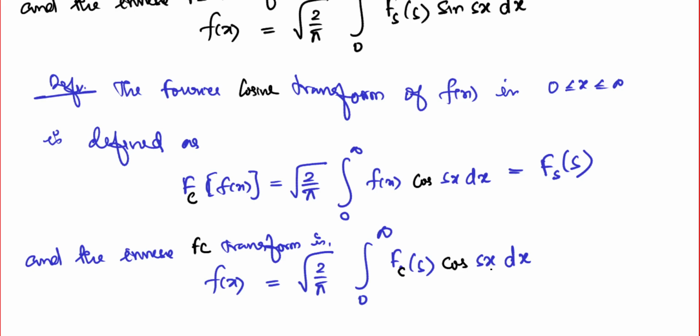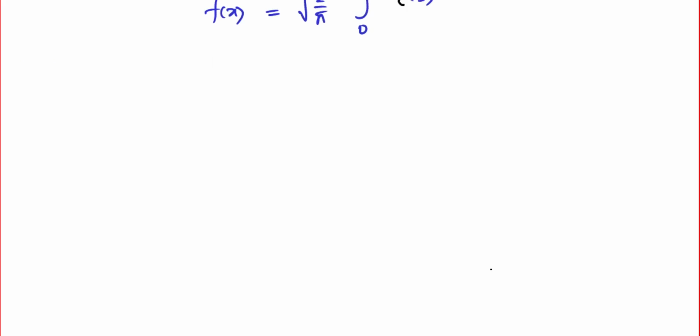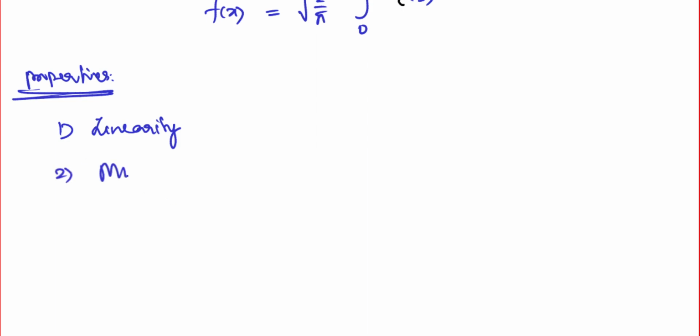Now, in terms of properties, all the properties that hold for the Fourier transform will work here as well. Meaning the linearity property, whatever we have discussed for Fourier transformation, is going to work here as well. And then the scaling property, and the modulation property, which we have discussed in the Fourier transformation, is going to work over here as well.